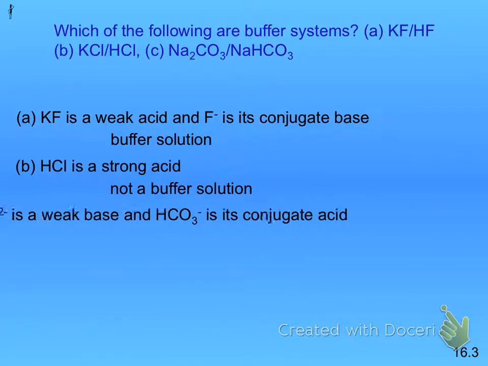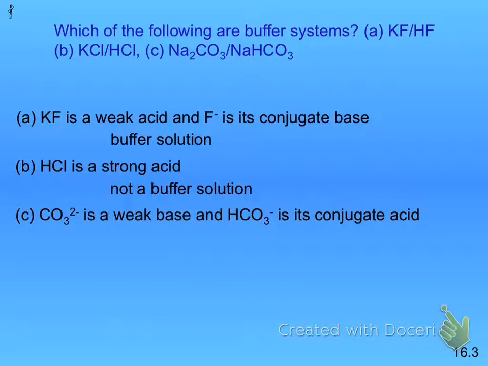Now, the last one's probably the most difficult. The carbonate and the bicarbonate. But if we take out the sodium in both of those things, we should notice that the carbonate is actually a weak base. Bicarbonate is its conjugate acid. It's the thing that accepts the proton. So this is a buffer solution, and in fact, this is the main buffering solution that occurs in our bodies.